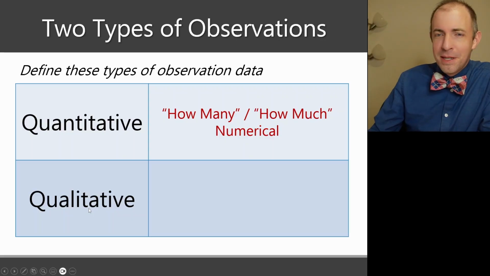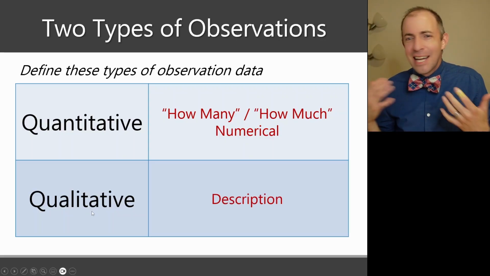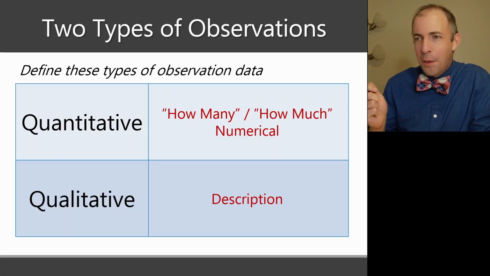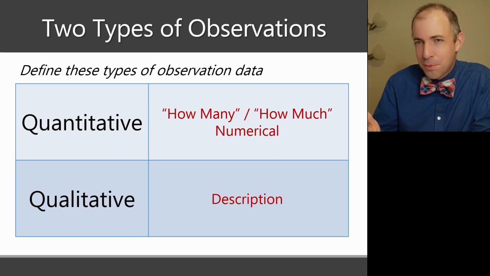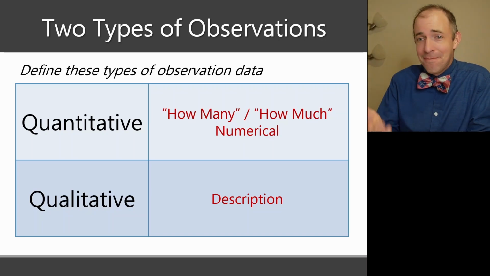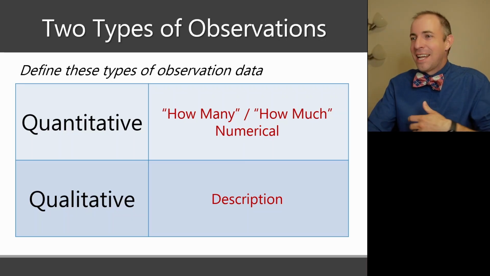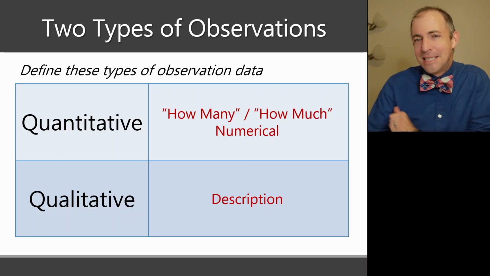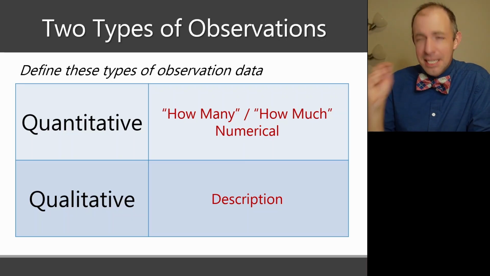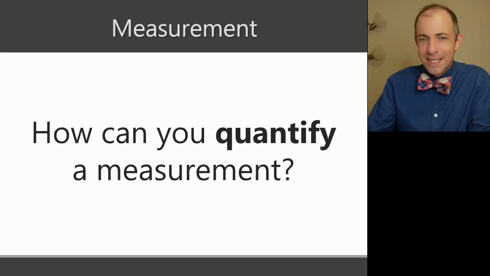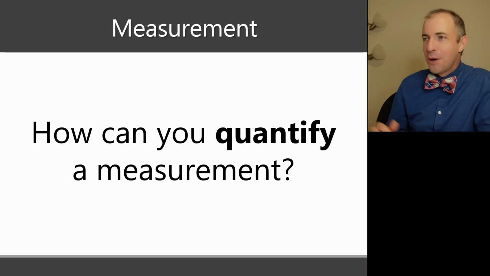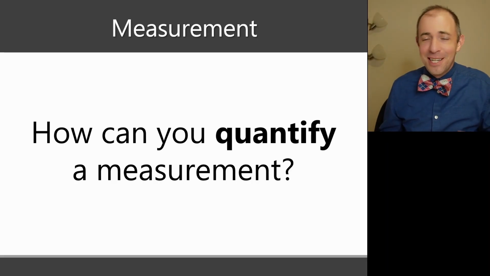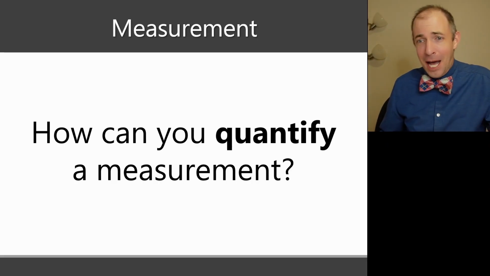A qualitative measurement is a description that does not use any numbers. So if I were testing a chemical reaction and I mix two chemicals together and I notice that it's producing a gas, I might say that this is bubbling. That is not a quantitative observation, but it is still an important observation. In this particular video, though, we're going to focus on quantitative and really answer this question of how can you quantify a measurement? How can you describe something in a way that somebody else can understand how big or how much? To do that, we need units.